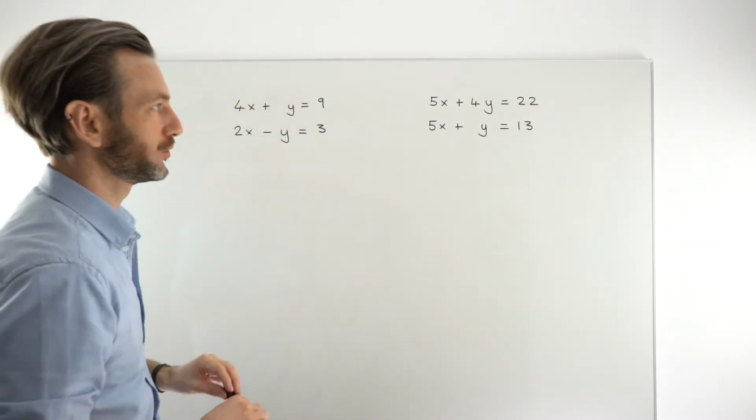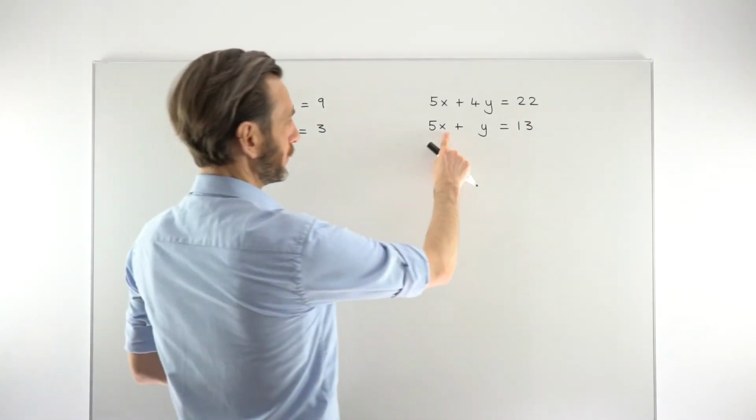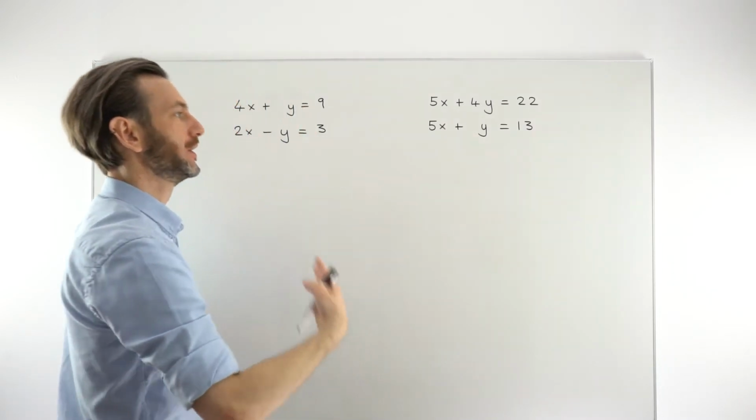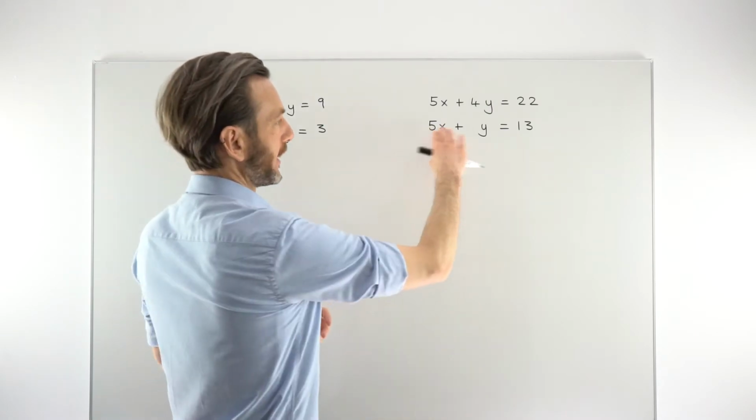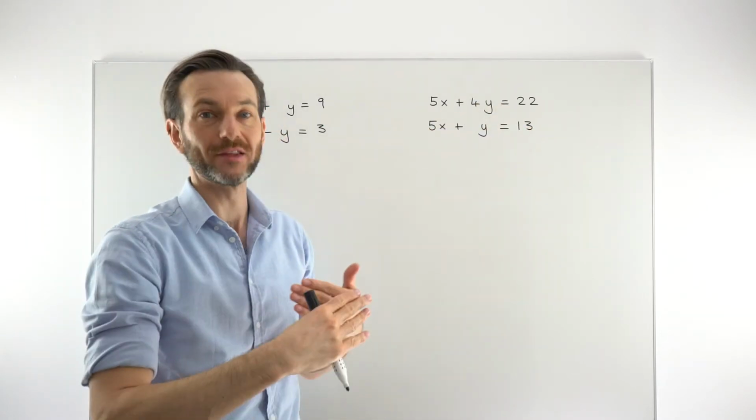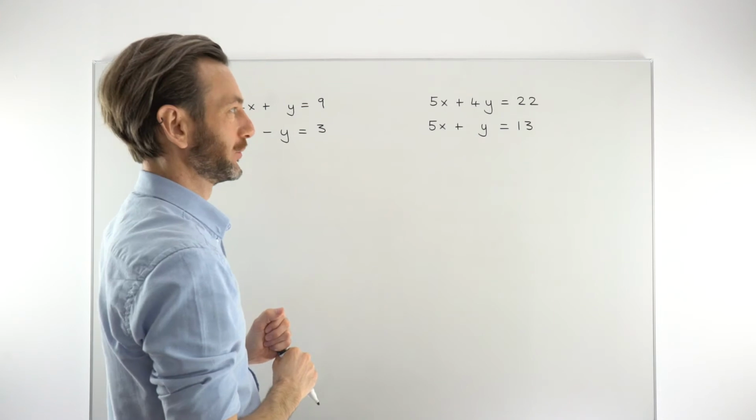And what we're trying to do, just like a normal equation, is solve for the variable. So we're solving for the x, solving for the y, but the difference is the x and the y value has got to satisfy both equations at the same time. That's why they're called simultaneous equations.